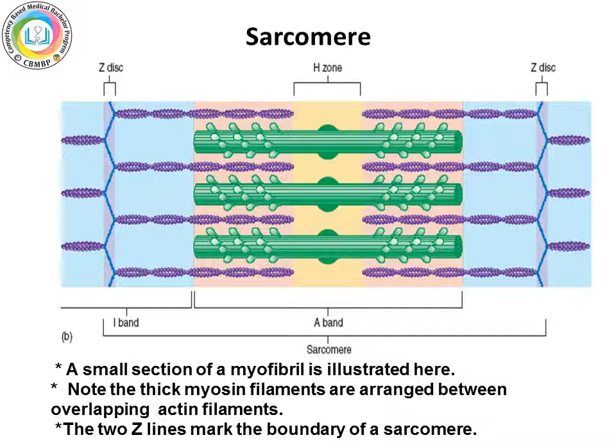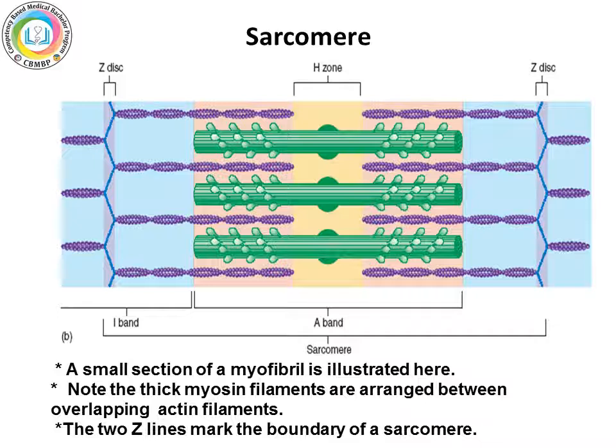That is to say, the A band is formed of myosin and interdigitates with actin at the periphery of the A band. Okay, and we see the I band or light band at the periphery of the sarcomere, which is formed of actin filaments only. Okay, the two Z lines mark the boundary of the sarcomere.